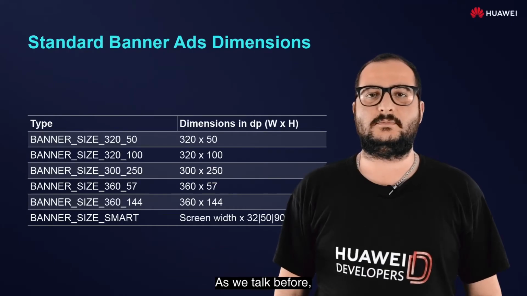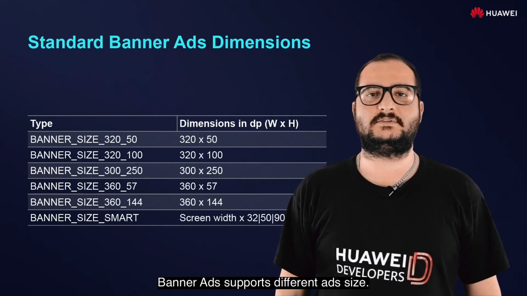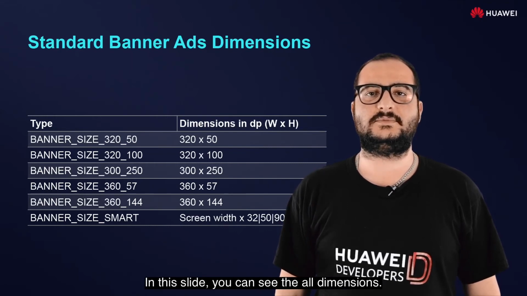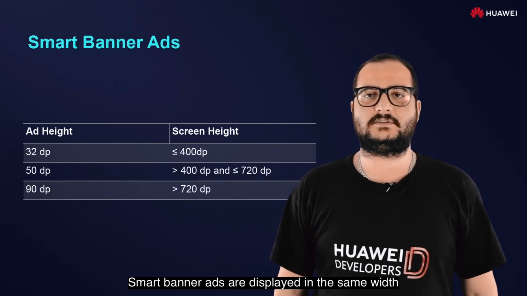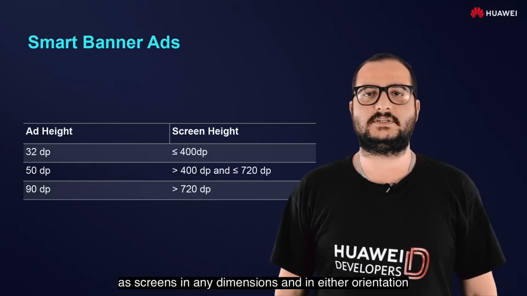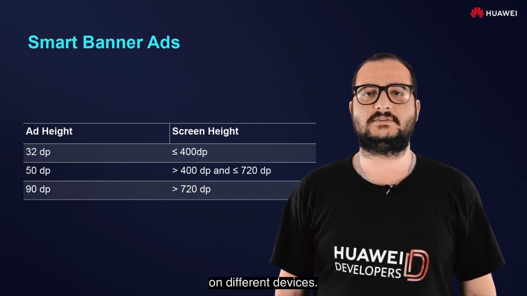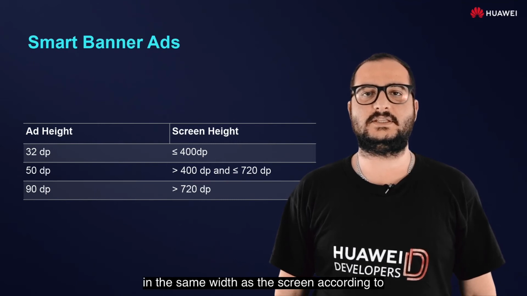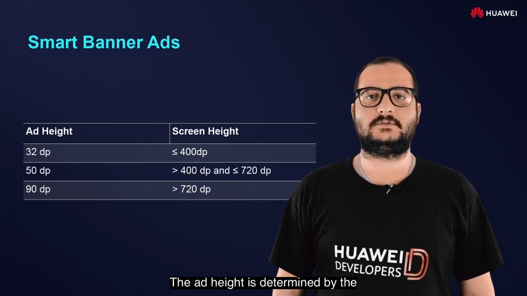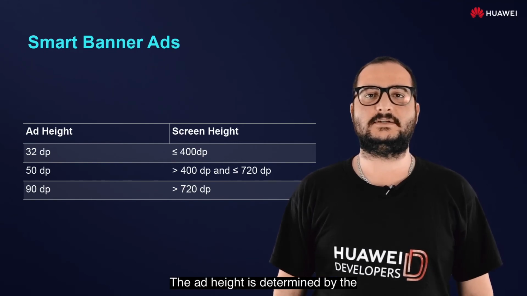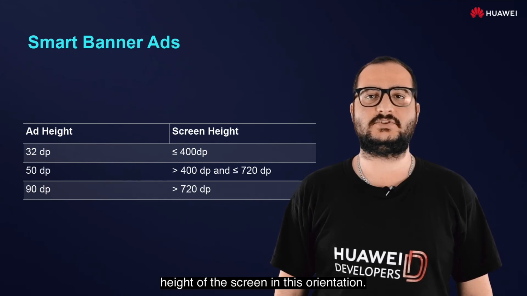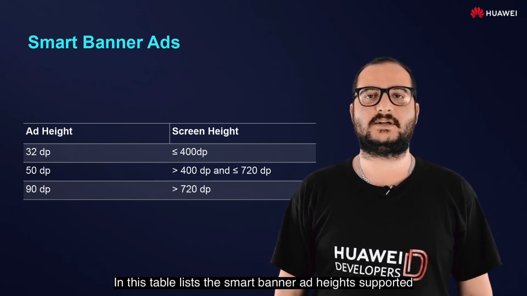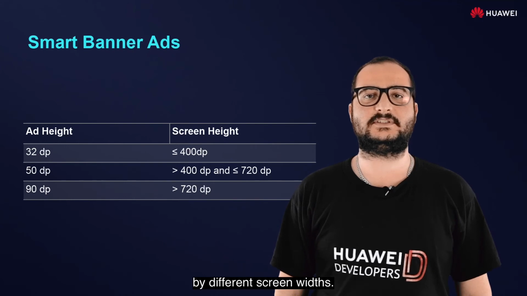As we talked before, banner ads support different ad sizes. In this slide, you can see all the dimensions. Smart banner ads are displayed in the same width as screens in any dimensions and in either orientation on different devices. When loading an ad, the Huawei Edge SDK creates an ad view in the same width as the screen according to its orientation on the device. The ad height is determined by the height of the screen in this orientation.